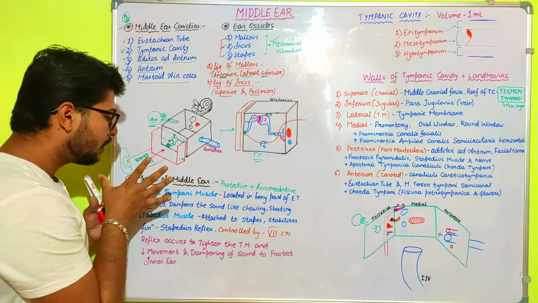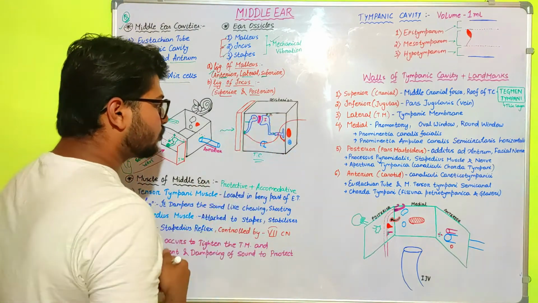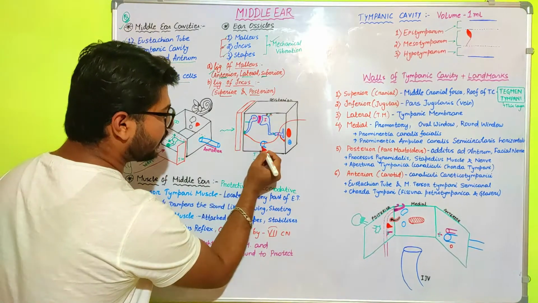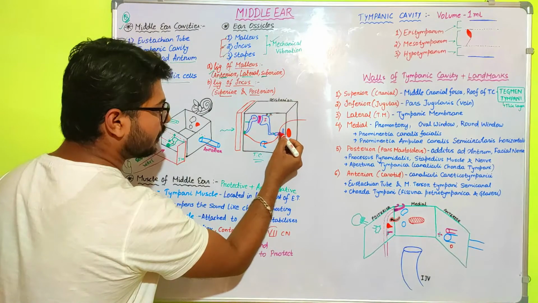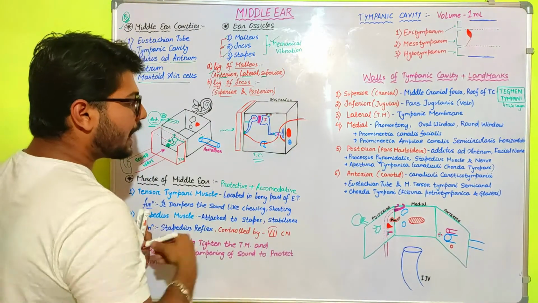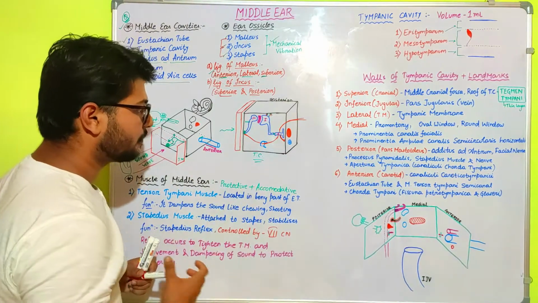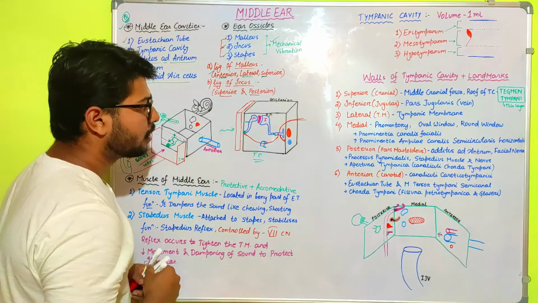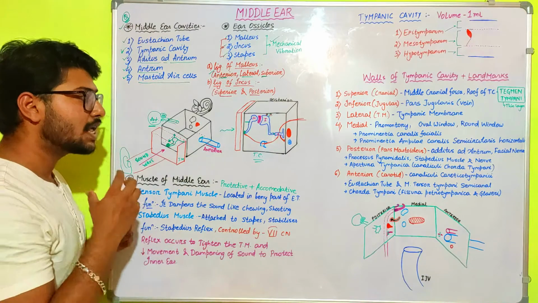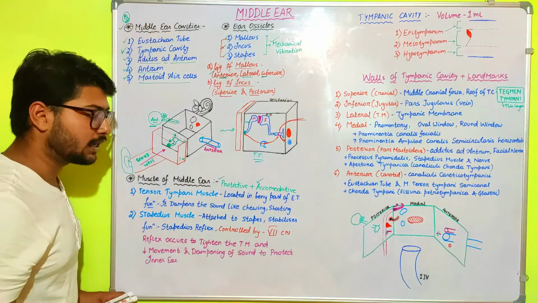Then what are the muscles that are present in the middle ear? From this structure, you can see two red lines that I have drawn. One is this one and the second one is this. One attaches with the tympanic membrane and the second attaches with the stapes ear ossicle. What is the function of these muscles? First of all, these muscles help to protect and accommodate the middle ear.